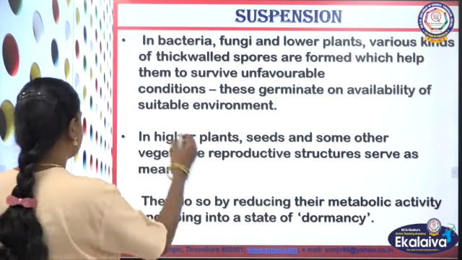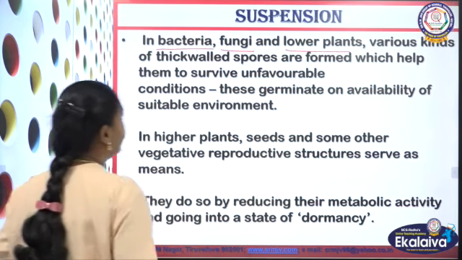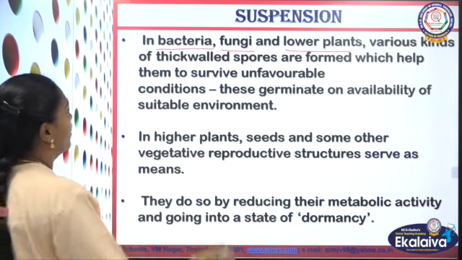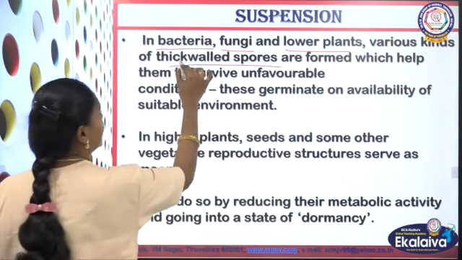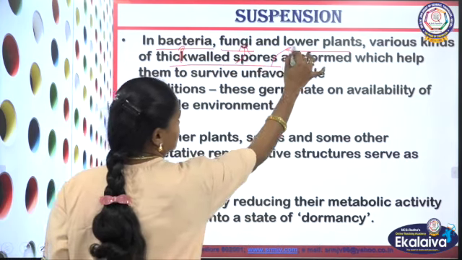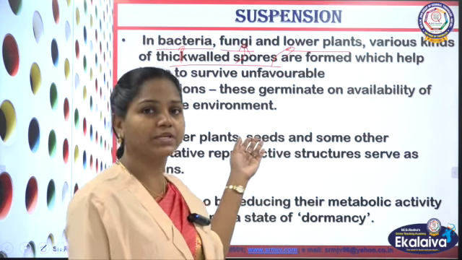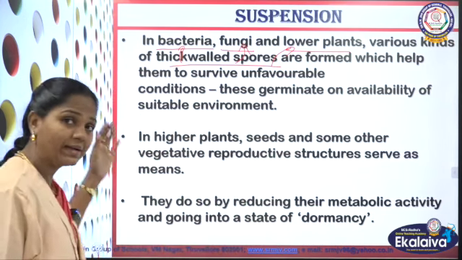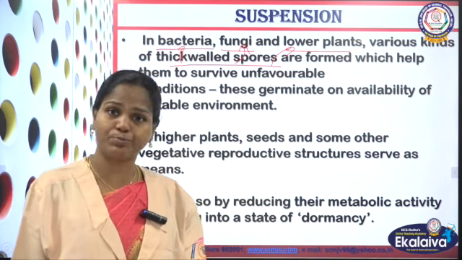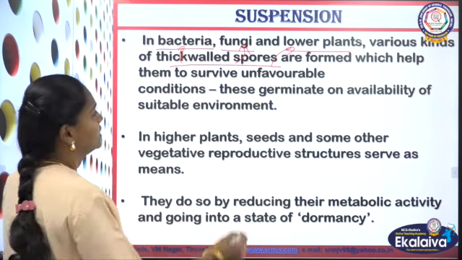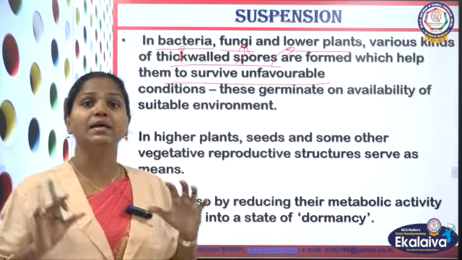When you see this suspension, we can observe in bacteria, fungi and lower plants various kinds of thick wall spores. They are formed in these organisms. Some lower plants and fungi reproduce asexually by producing spores, and some bacteria like bacillus produce spores under unfavorable conditions. So, these spores are formed which help them to survive under unfavorable condition.